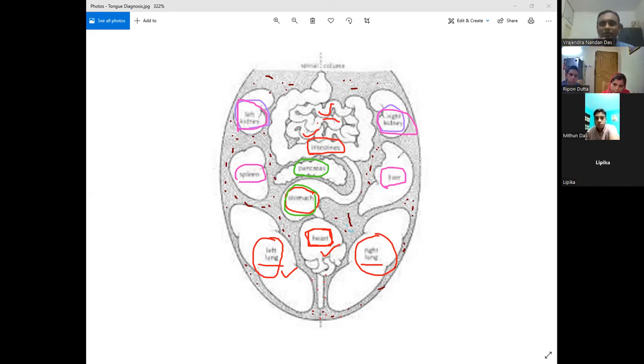So this is an advance warning that okay, later on, maybe 10 years, 20 years later, you might get some problem with that organ if there is some color in the tongue.